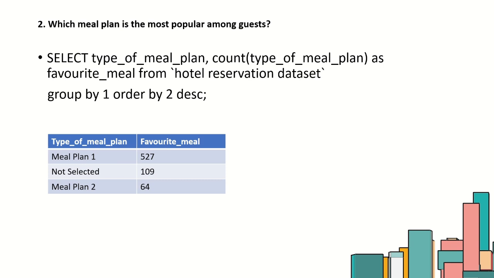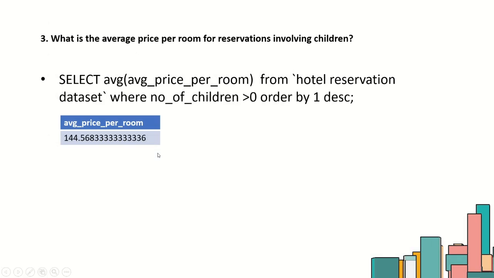Which meal plan is the most popular among the guests? So here what is asked is that which of the following meal plan is most common among the guests. So what I have done is, I have selected the type of meal plan and their respective count using count function as favorite meal plan from the dataset. Then I have used group by and order by. So we can see that meal plan 1 is the most favorite meal plan, which have a count of 527. Let's go to the another question.